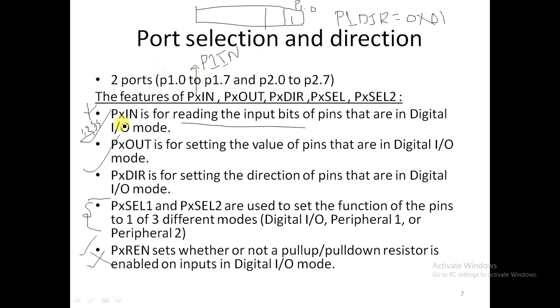Next, PxIN: it may be port 1, in which case we write P1, or port 2, in which case we write P2. If we want to take from port 2, we write P2OUT here. P2OUT is equal to port 2; from port 2 we are going to take the output. So this is about the main 4 instructions we are going to use in this programming. We will see how to use them in the coming first experiment.